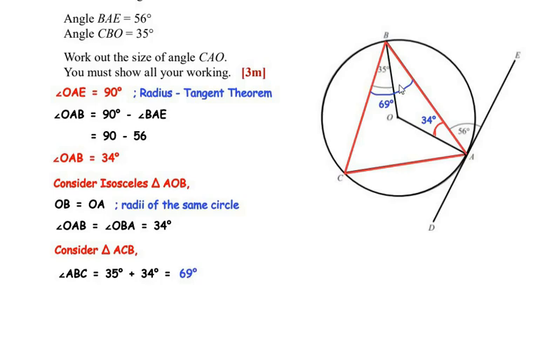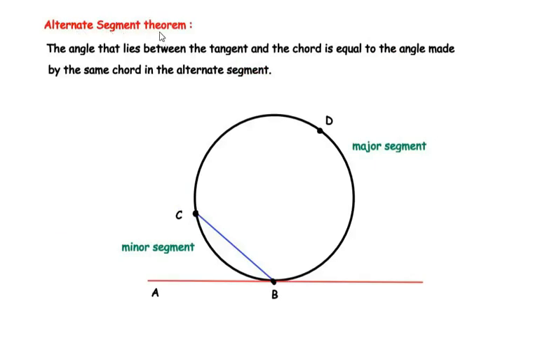Now once we have got this angle, let us try to find out the angle ACB. For this we have to make use of a circle theorem, which is the alternate segment theorem. It states that the angle between the tangent and the chord is equal to the angle made by the same chord in the alternate segment. So let us try to understand this statement.